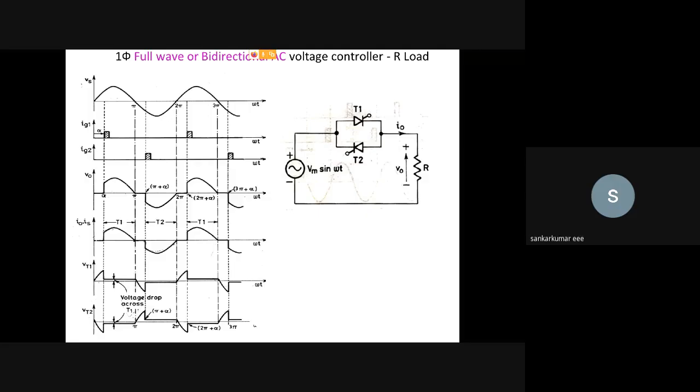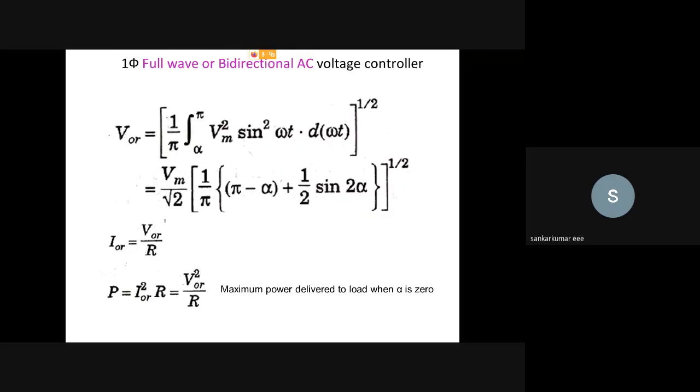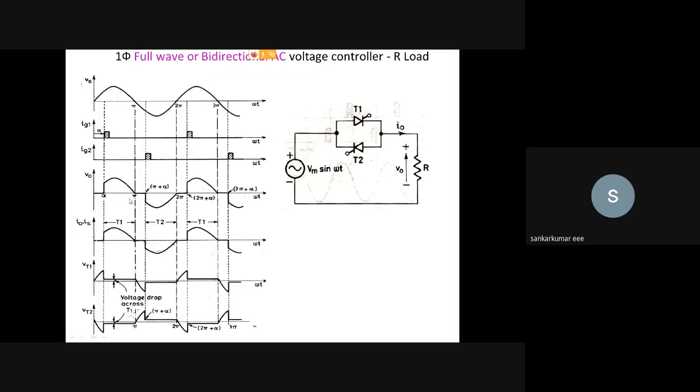Now we can go directly to the derivation. This is V naught, the RMS value of the output voltage, V naught R. This is a half wave symmetrical waveform. The positive half cycle and the negative half cycle will be of the same waveform nature, so we can say it is a half wave symmetrical waveform.